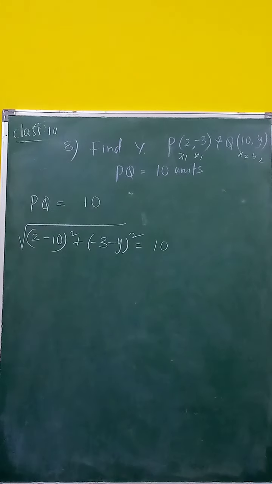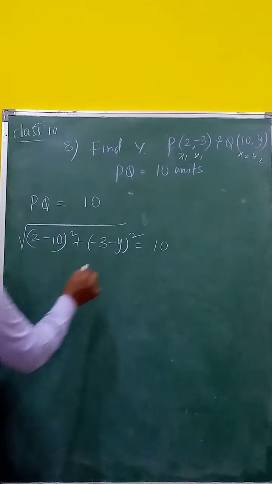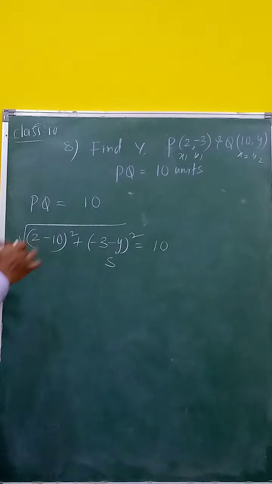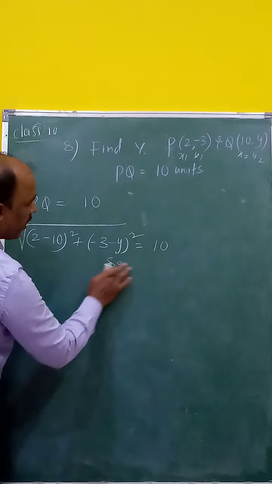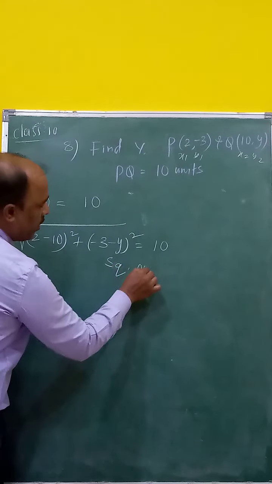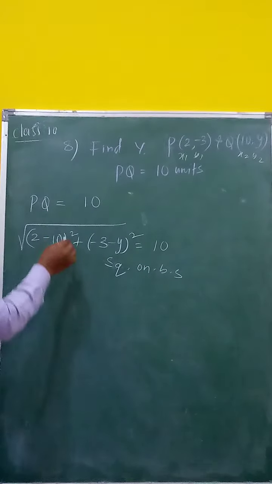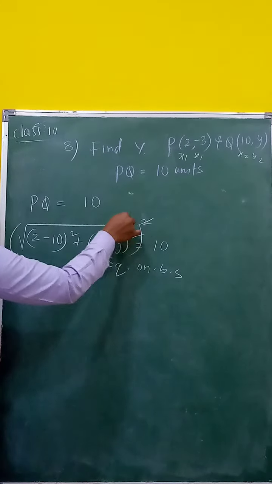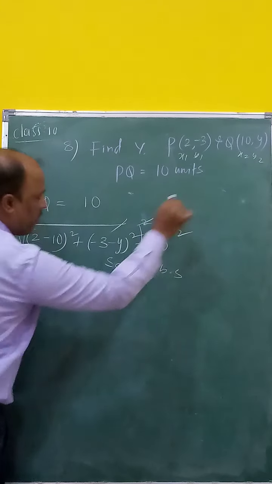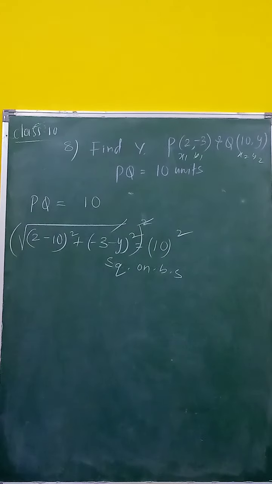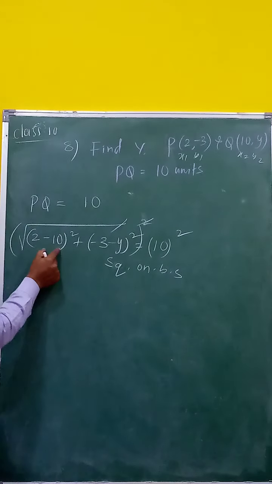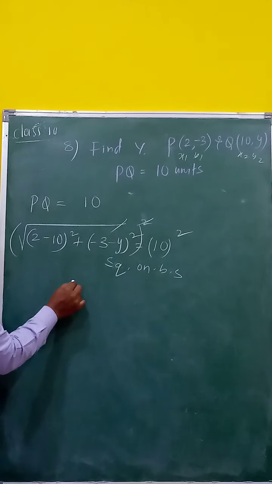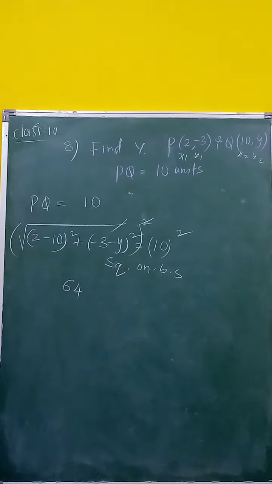Now on the LHS the square root is there, and the right side is only a number. That's why we have to do squaring on both sides. Here if you square, the root cancels and it becomes 10 square. Clear? Now 2 minus 10, what is it? Minus 8. Minus 8 whole square is 64.